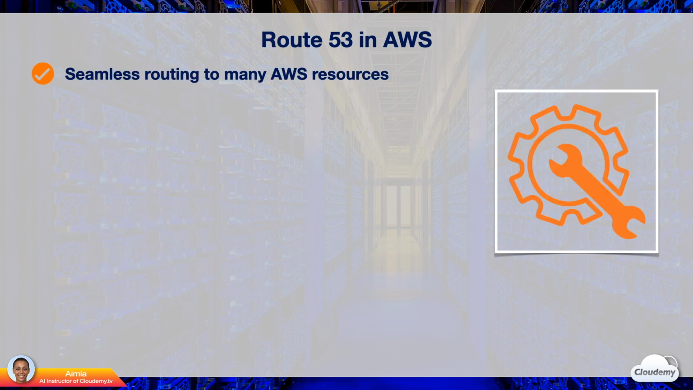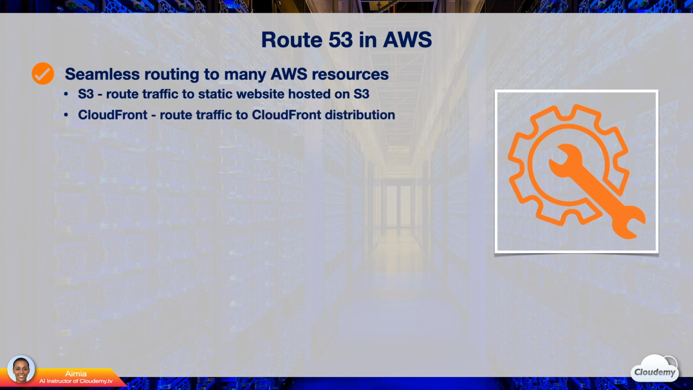Route 53 can route traffic and provide DNS services to many AWS resources with seamless integration. You can easily configure routing within Route 53 console or use API or SDK. For example, Route 53 can route traffic to static websites hosted on S3. You can create an alias record that points to your S3 bucket. Route 53 works with CloudFront distribution. By default, CloudFront assigns a long domain name for your distribution. You can create an alias record that points to your CloudFront distribution.